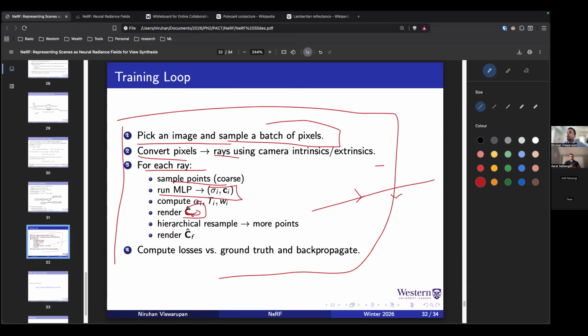Render the... You have to do it twice because there are two networks, but we will skip that. You render C. Then after you have completed for all the rays, now you have the entire image. Then compute the loss versus ground truth and back propagate. That is the pipeline. That is the training loop.